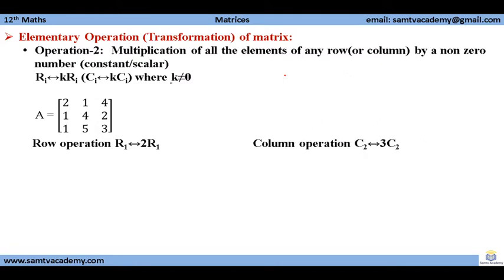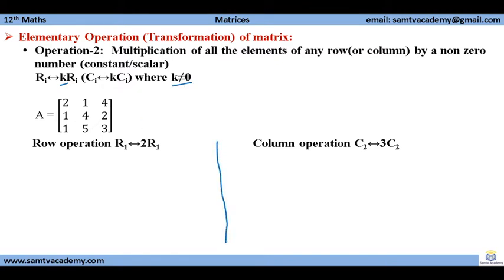So what it is saying is that we have to multiply any row or any column by a constant and replace that row or column with that value. Suppose any row Ri is replaced with Ri multiplied by any constant k. Similarly, Ci can be replaced with Ci multiplied by any constant, that is a scalar value, where k is not equal to 0. So we will see how it is done in this matrix.